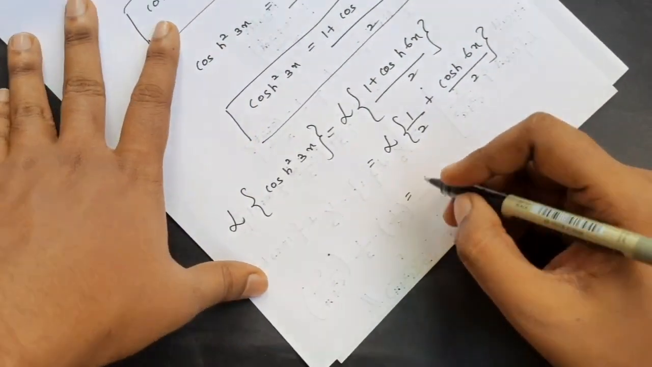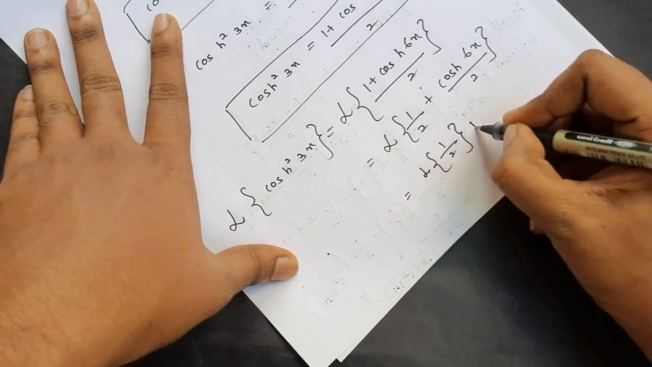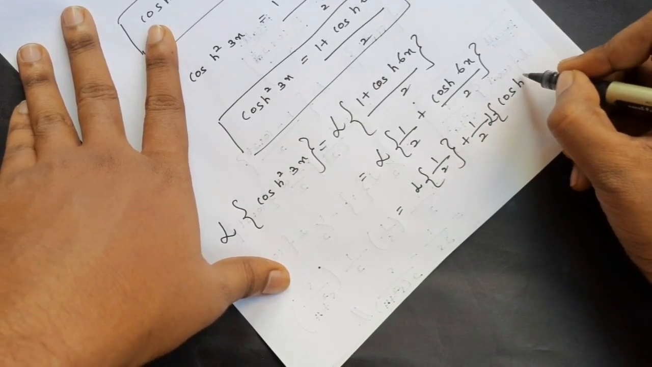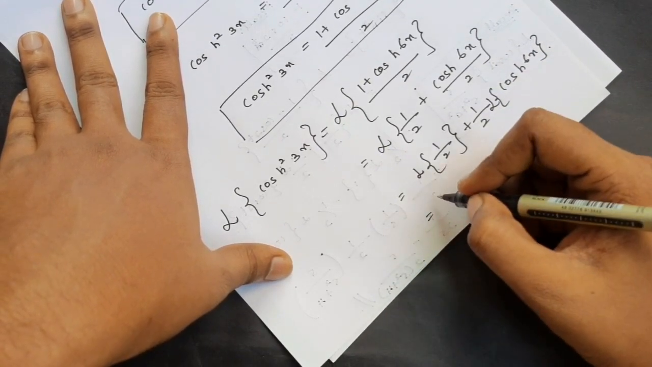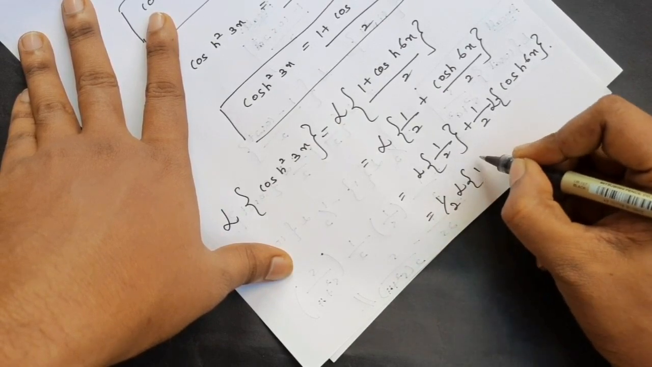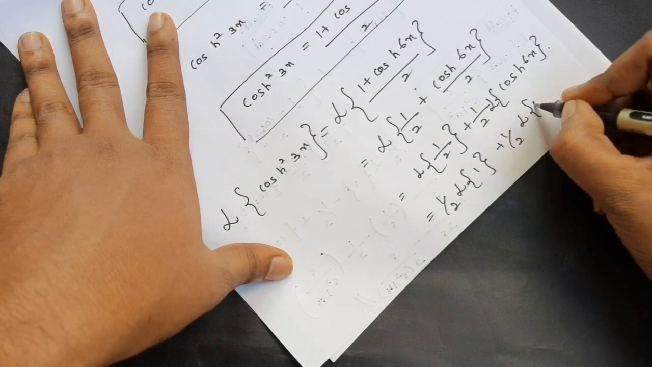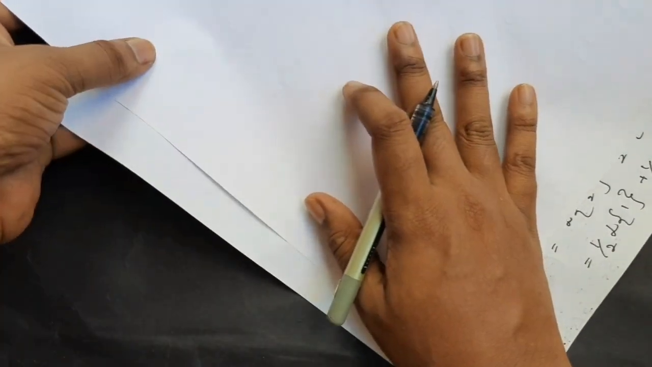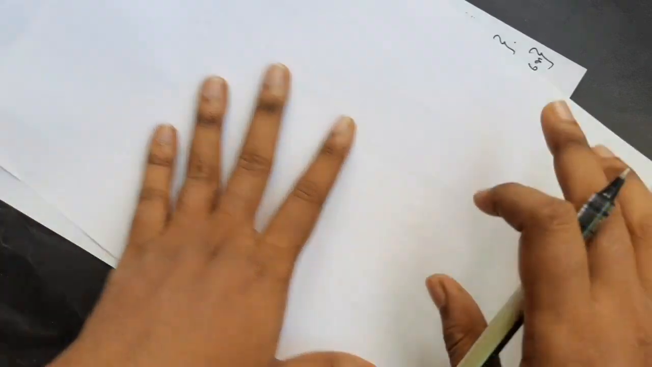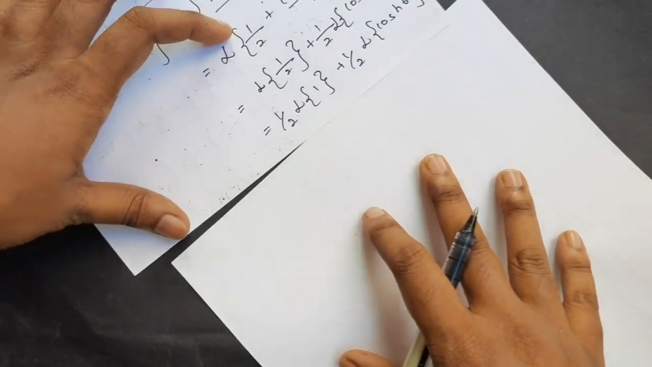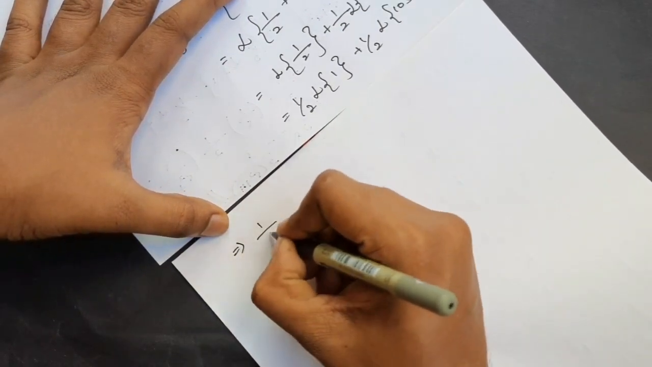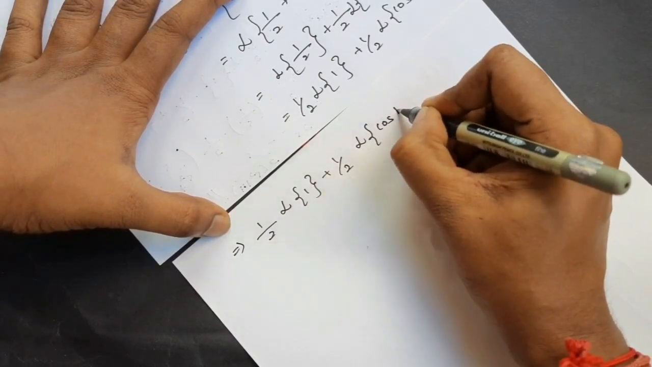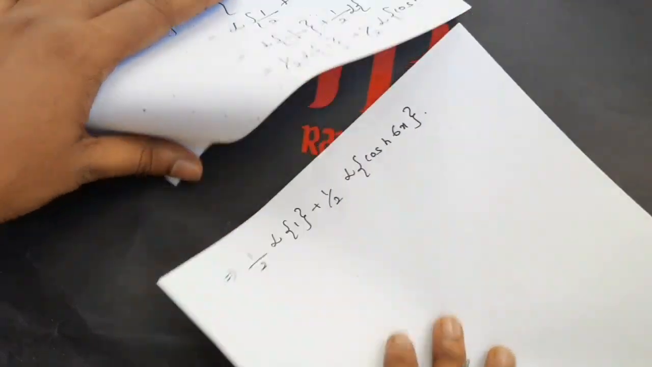Now I am going to apply the linearity concept. Laplace transform of 1 by 2, I'm going to pull out this 1 by 2. Laplace transform of cosh 6x. Here also I can pull out this 1 by 2 outside. So 1 by 2, remaining thing is Laplace transform of 1, plus 1 by 2 Laplace transform of cosh 6x. Correct?